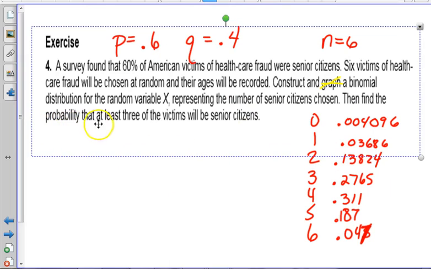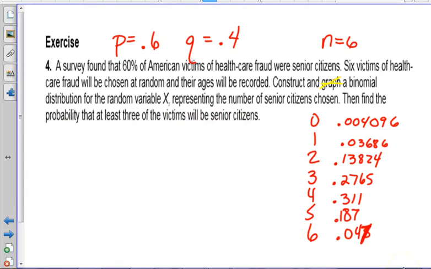Find the probability that at least 3 of the victims will be senior citizens. At least 3 means all of these count, yes? Everybody good? At least 3 would count 3, 4, 5, and 6. So we need to add all those probabilities up. About 6 something. Anybody add those up?